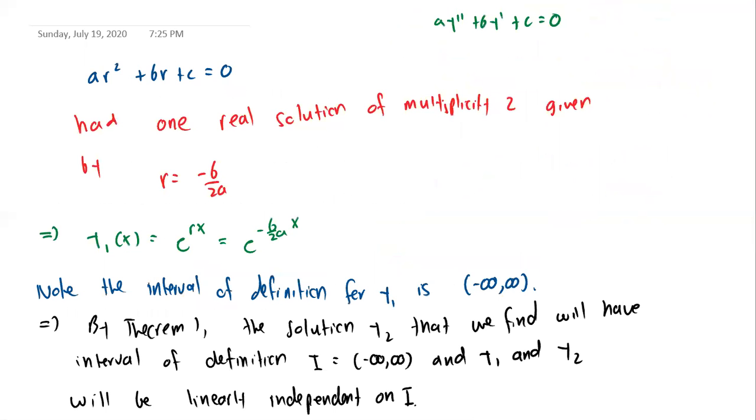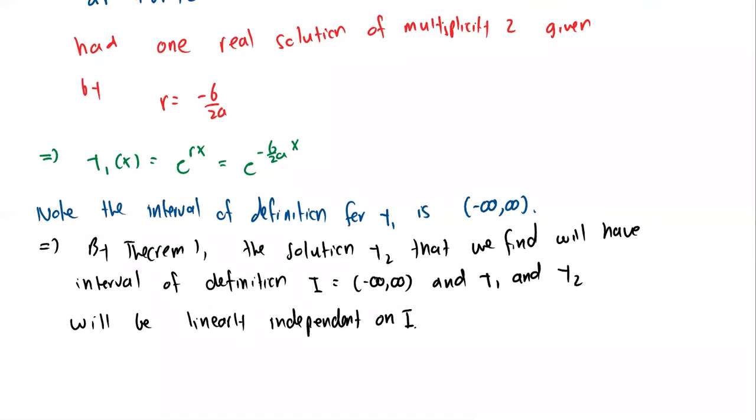So let's go back to our work. We already have this one solution, e to the rx. We know what its interval of definition is. It's negative infinity to infinity. So we can use the reduction of order theorem to find another solution with the same interval of definition, and which is going to be linearly independent with y1 in this interval, which is all real numbers. Okay. So let's go ahead and do that.